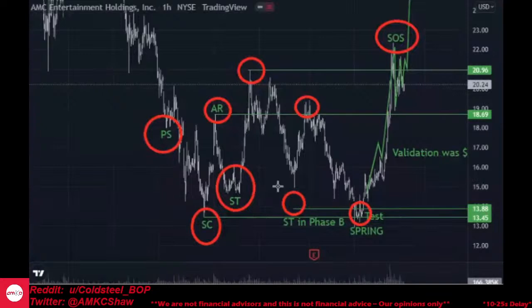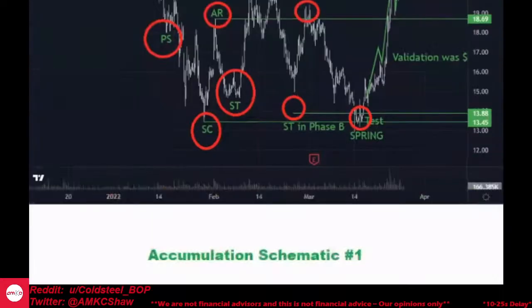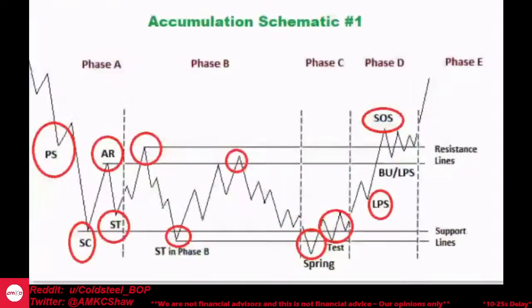Can you go back to the schematic? Yeah, I want to ask another question. Back to the schematic again, real quick, if you could. Sure. As far as the schematic, the ST, the spring test in phase B, never actually made it down to the bottom support line, correct?